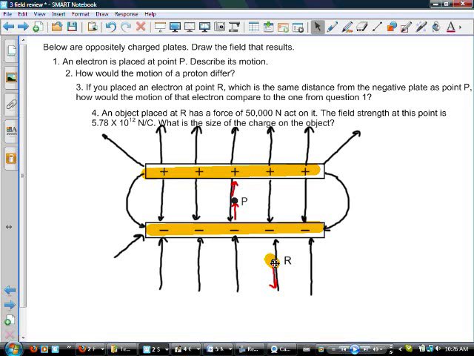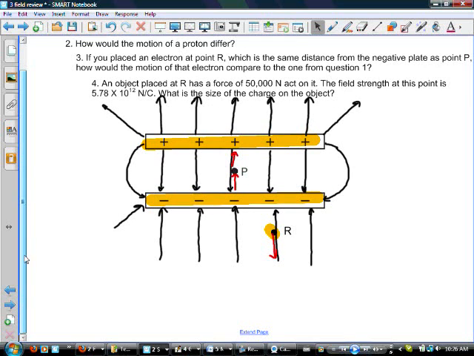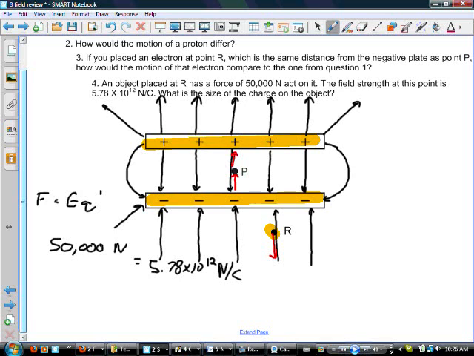An object placed at R has a force of 50,000 newtons. Field strength at this point is that. What's the size of the charge of the object? This is F equals EQ. So 50,000 newtons is equal to 5.78 times 10 to the 12 newtons per coulomb times Q.